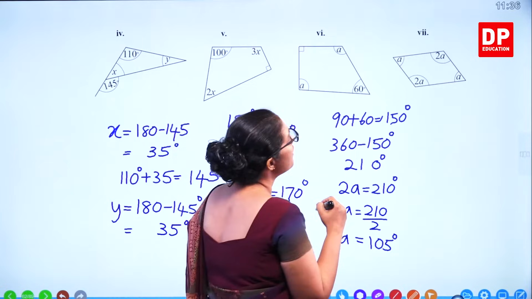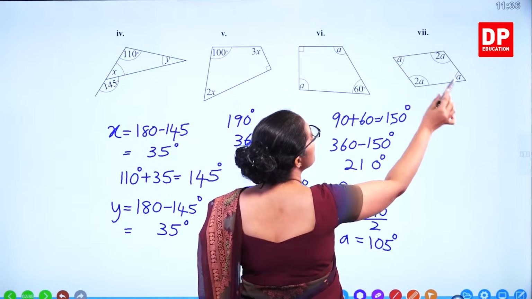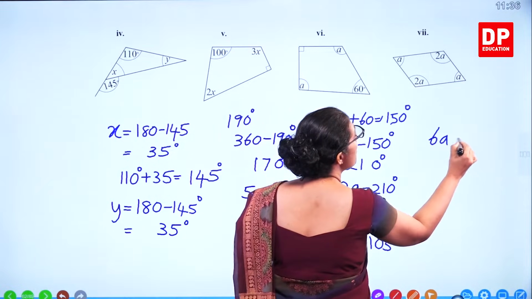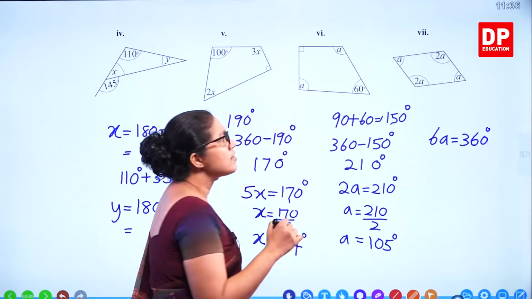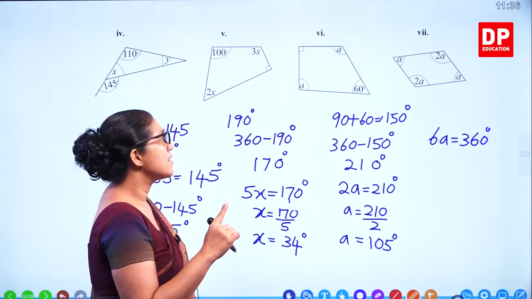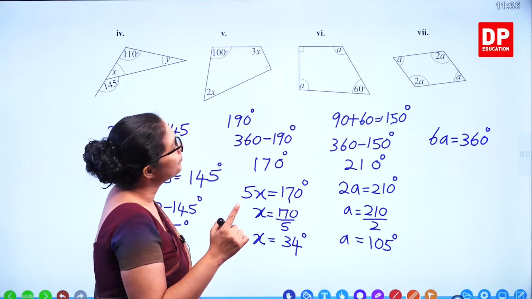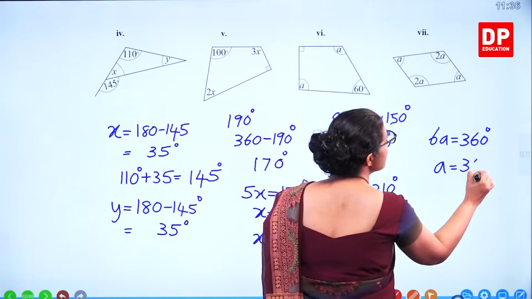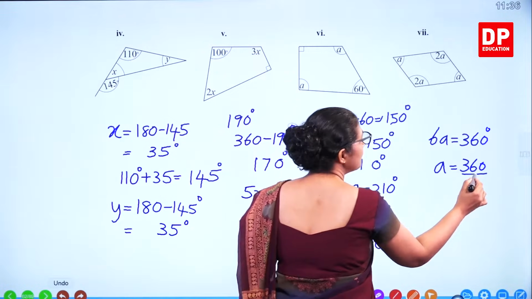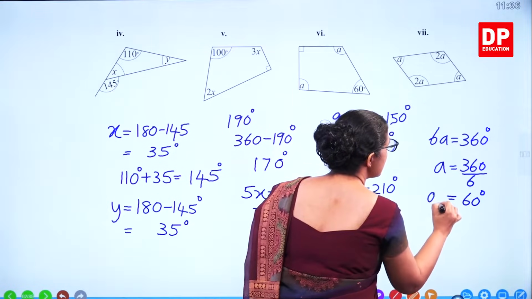This is also a quadrilateral. 2a, 2a, 4a, 5a, 6a. So 6a becomes 360, because the sum of interior angles of a quadrilateral is 360. So what's a? 360 divided by 6. You get 60 degrees for a.